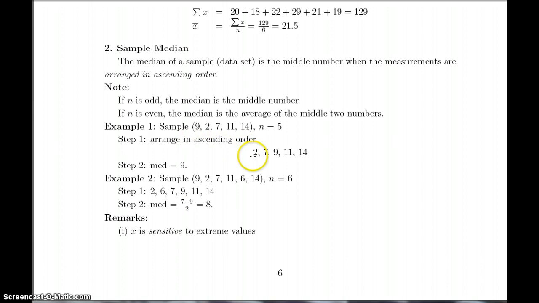First, I arrange them in ascending order: 2, 7, 9, 11, 14. And this is my middle number, which is my median.